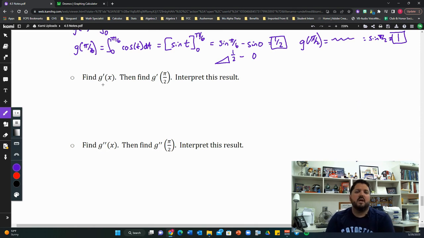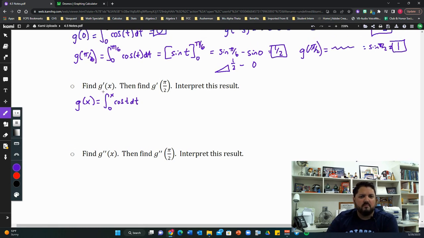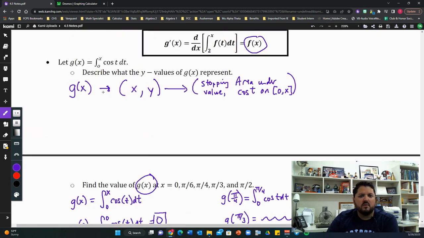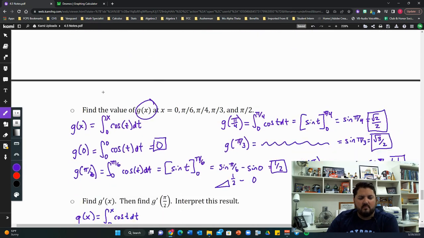So this next question asks, find g prime of x, and then find g prime of pi over 2, and then we're going to interpret this result, okay? Well, let me redefine what g of x is equal to. Again, g of x is the integral from 0 to x of cosine of t dt, okay?